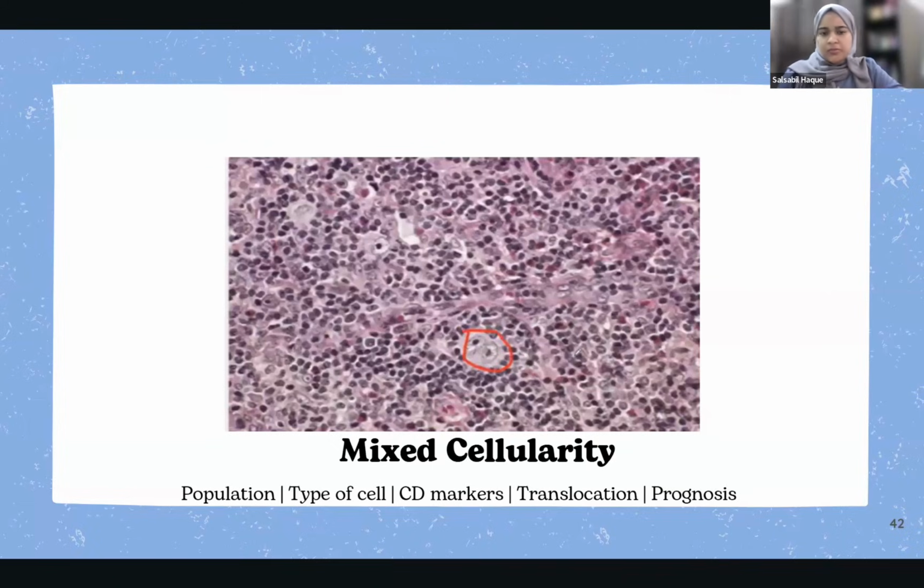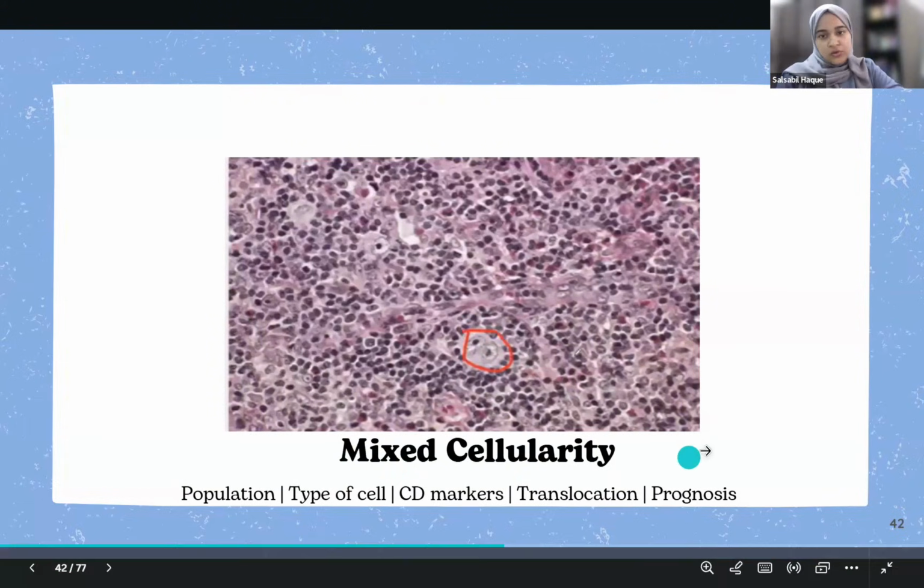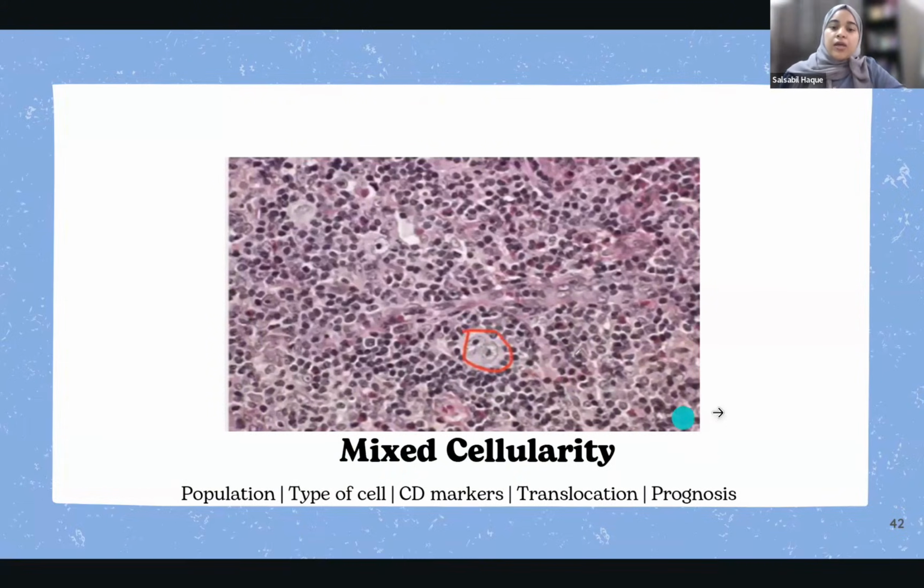CD markers are going to be B cell markers, if I'm not wrong. And the prognosis is not as good as nodular sclerosis, but also not as bad. It's a fair prognosis, okay? So you see Reed-Sternberg cells here.